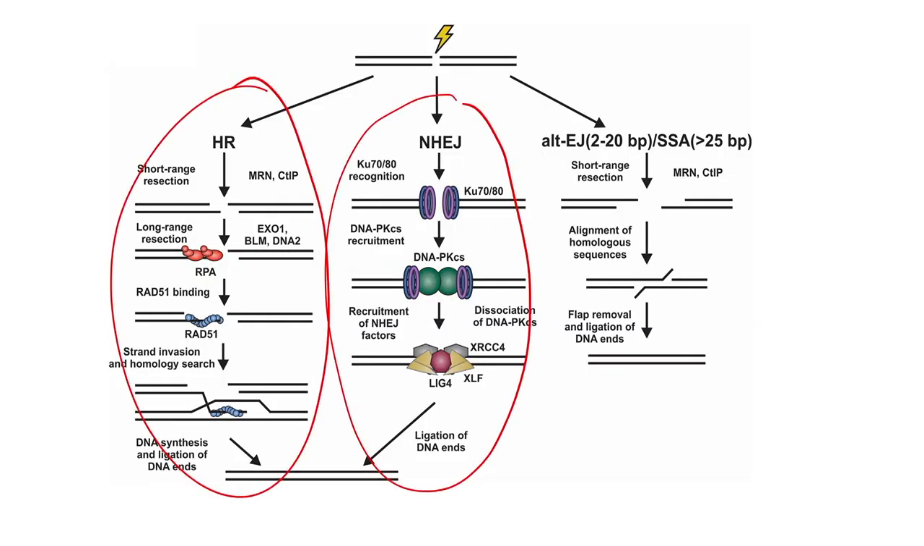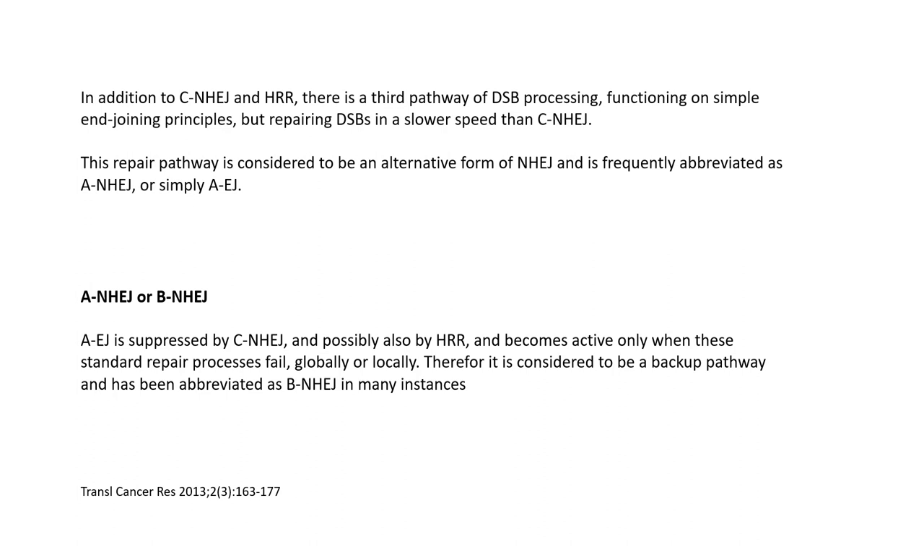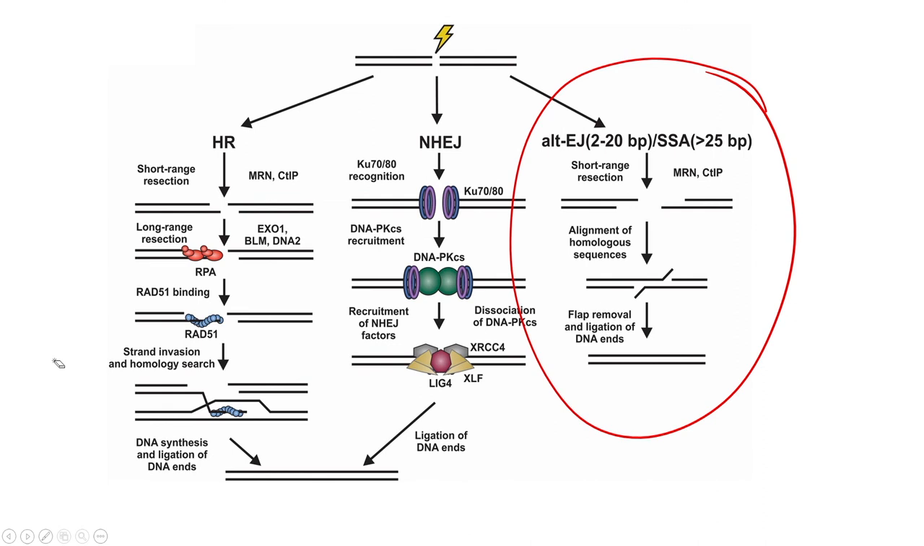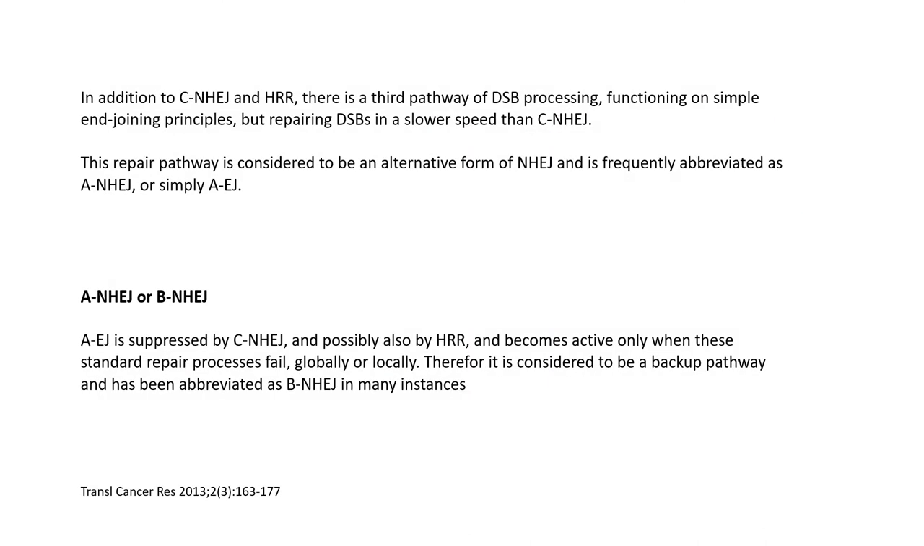So, now you know about the homologous recombination and non-homologous end joining repair pathways. In addition to these, conventional NHEJ and homologous recombination repair, there is a third pathway of double-strand break repair, which we call as Alt-EJ or A-NHEJ. It is functioning on simple end joining principles, but repairing DSB at a slower speed than conventional NHEJ. This repair pathway is considered to be an alternative form of the NHEJ, as already told to you, and is abbreviated as A-NHEJ or B-NHEJ.